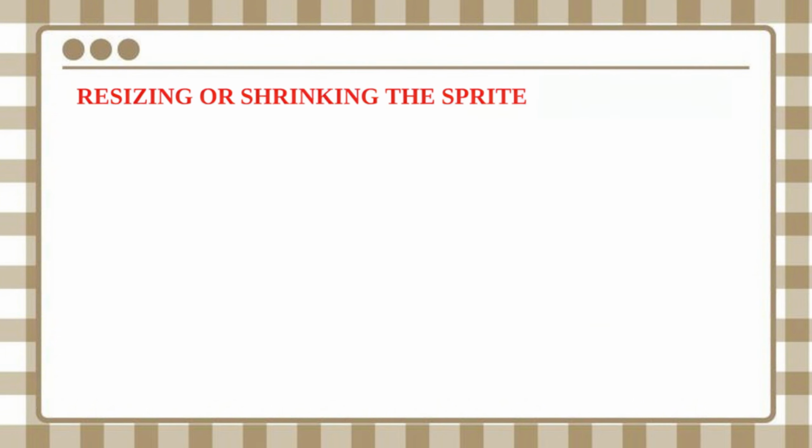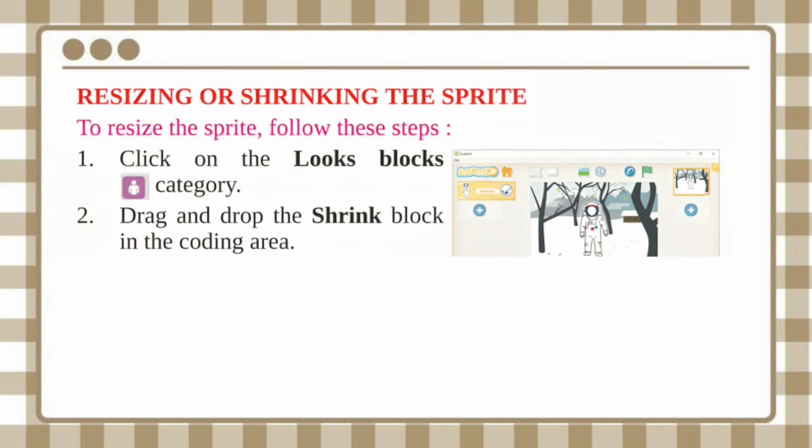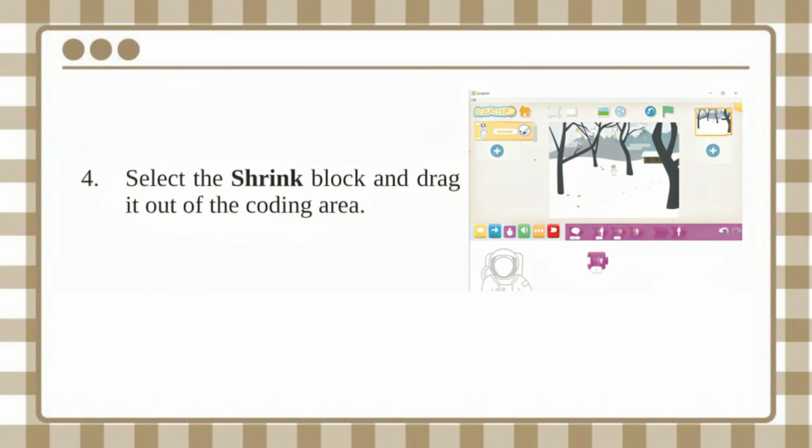Resizing or shrinking the sprite. To resize the sprite, follow these steps. 1. Click on the Looks Blocks category. 2. Drag and drop the Shrink block in the coding area. 3. Click on the block multiple times to shrink it as per your requirement. 4. Select the Shrink block and drag it out of the coding area.